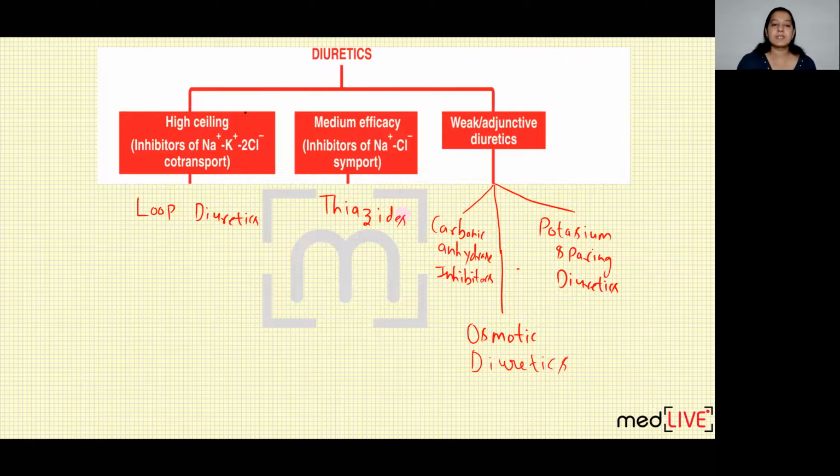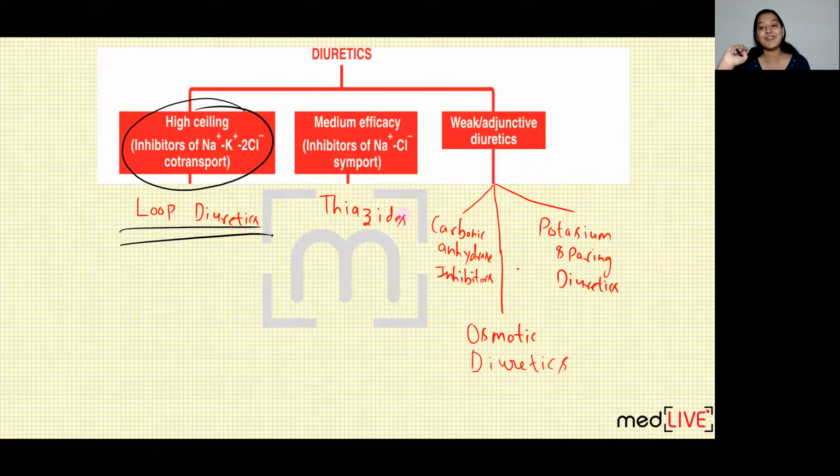So, this is the simplified way of classification I have written in front of you. Can you see it? So this is high ceiling diuretics. High ceiling diuretics are also known as loop diuretics. The other name for high ceiling diuretics. What was the prototype drug here? Yes, can anyone tell? That was furosemide. Medium efficacy diuretics are also known as thiazides. The other name is thiazide.